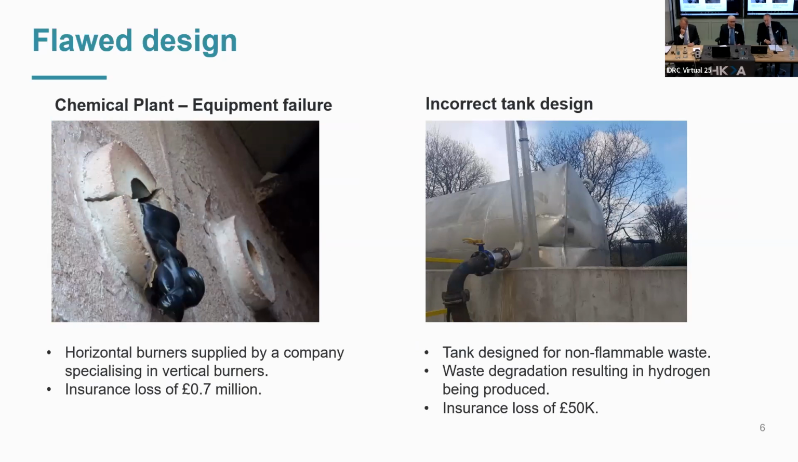I just wanted to highlight a couple of examples I've come across in other industries, which I think are relevant to energy from waste plants. I worked on a dispute for a furnace where the burners were fitted incorrectly. A supplier fitted his normal vertical design burners in a horizontal application, and they constantly failed. This took about 3 or 4 months to resolve. Fortunately for the client or the contractor, they didn't have consequential losses. Otherwise, losses would have been a lot more than 700,000.